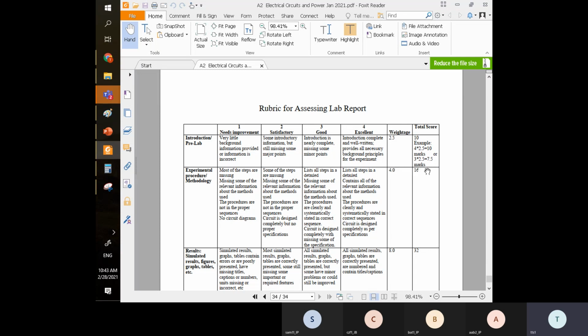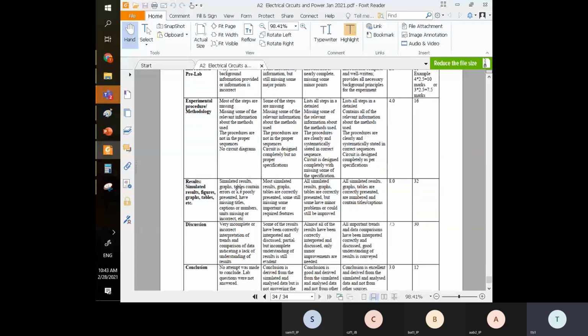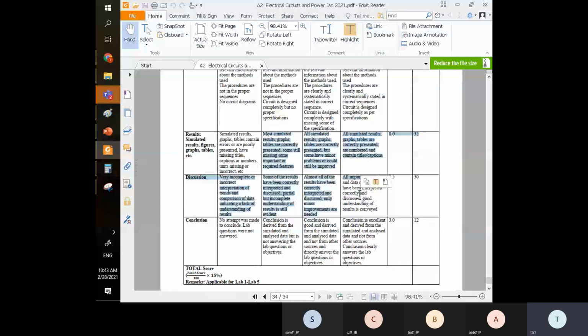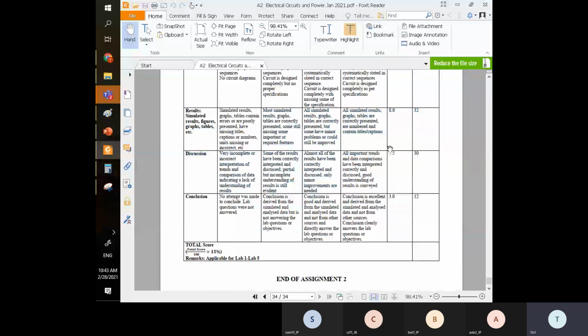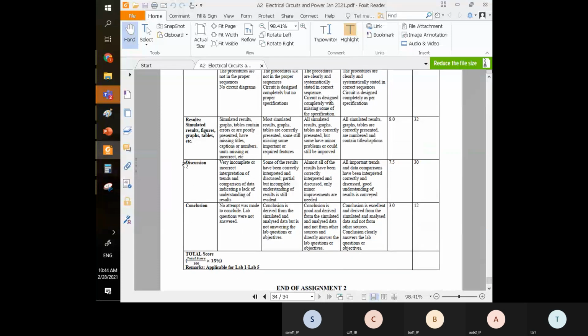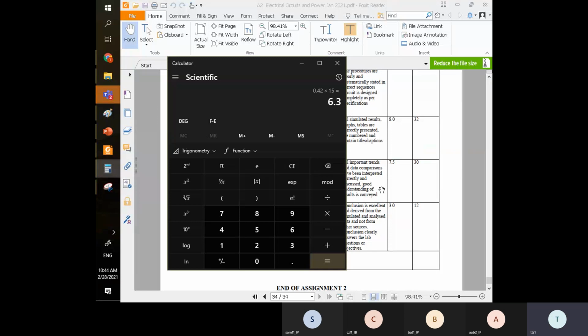So if you include the table, the result, the graph, everything, probably you get 3 or 4 here. Times 8, 4 times 8 becomes 32%. But if you skip the last two, you lose 42%. So 42% times 15 marks, you lose 6.3 marks for each lab if you didn't write the discussion and conclusion.